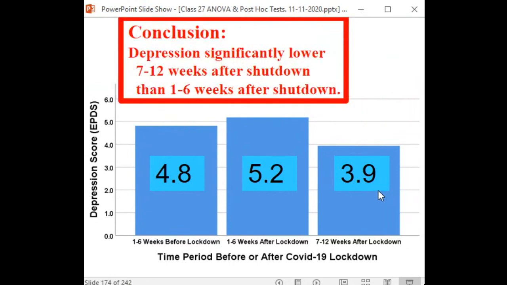We can conclude that among the pregnant women, depression was significantly lower 7 to 12 weeks after the shutdown than it was 1 to 6 weeks after the shutdown. In other words, depression actually went down between these two time periods. And by the way, this was a real study, and the researchers did not expect these results. They expected that women would become more depressed during the shutdown, not less depressed.